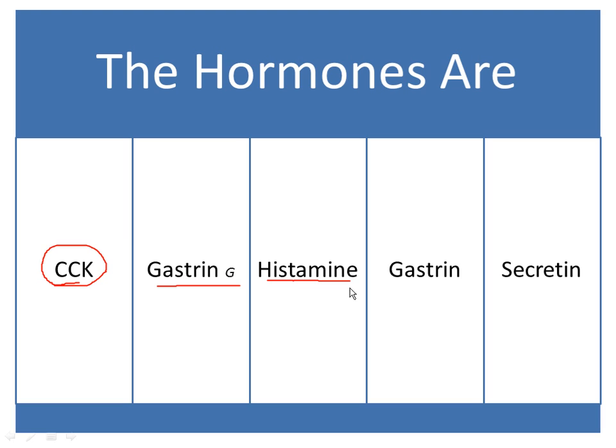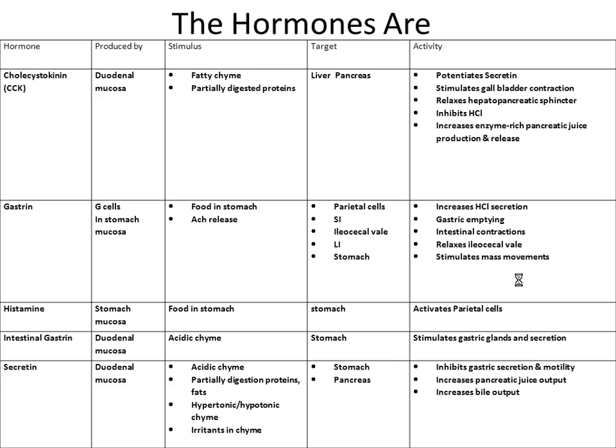Also, we have the other gastrin secreted by the intestine, so intestinal gastrin. We're going to see it associated with motility of the intestinal tract. And then lastly, another hormone called secretin, kind of also a little bit with fat digestion. So let's look at a chart of all these hormones and then work our way through. Here's the ugly chart. I'll give a handout of this in class, but it's also on the blackboard.